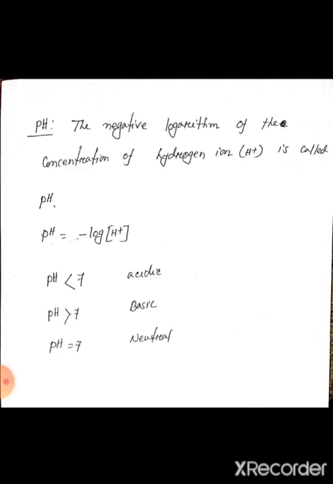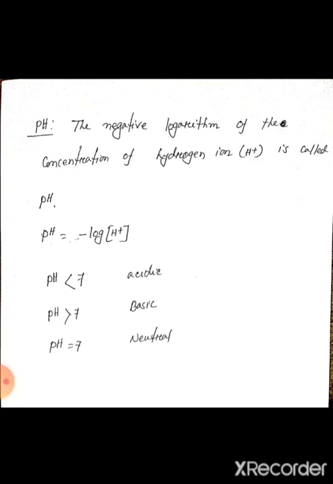Now the pH of water. So what is pH? The negative logarithm of the concentration of hydrogen ion is called pH. pH stands for the power of hydrogen. So you know water contains hydrogen ion and hydroxyl ion. We can identify different substances, whether acidic or basic, by measuring their pH.